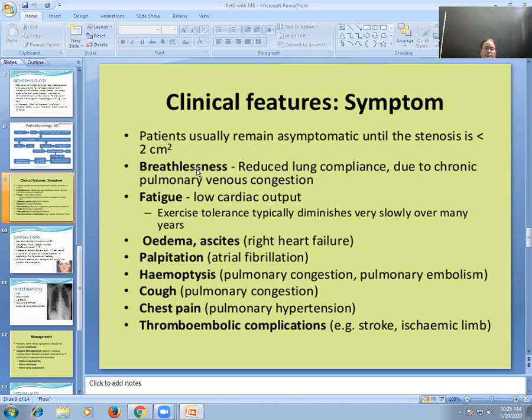The most common complaint is breathlessness, then fatigue, edema. These are the signs of heart failure. Palpitation. Palpitation is nothing but increased heart rate. The patient is aware of their own heartbeat, and this is because of cardiac arrhythmia.